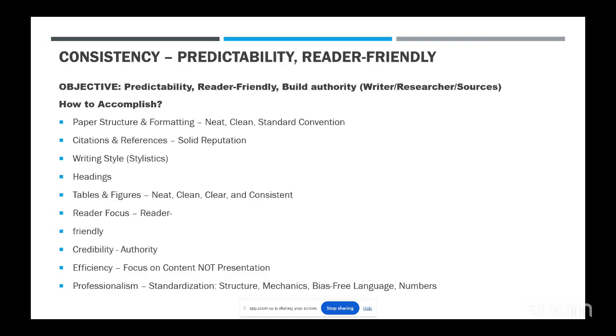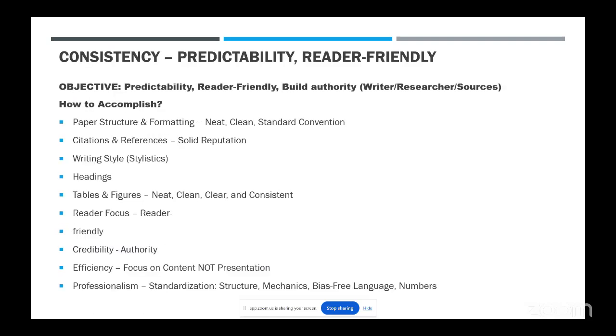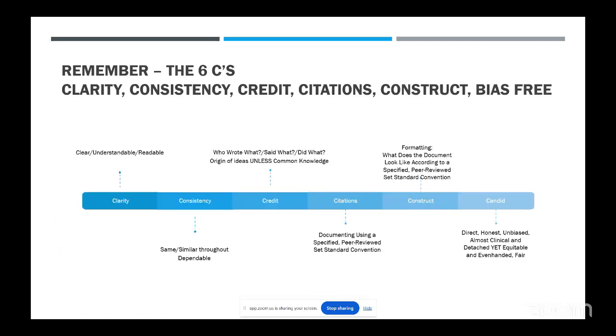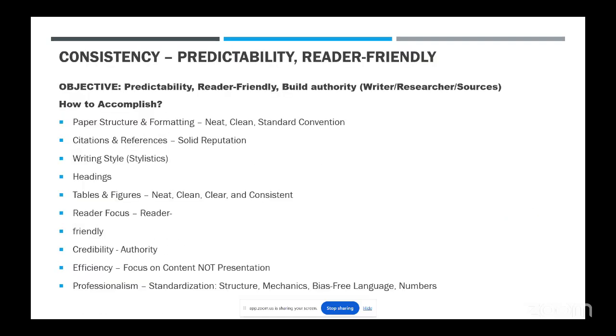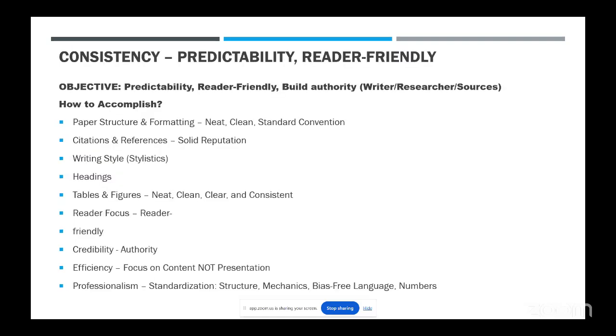So again, this kind of gives you a gist of what we're going to talk about in our series of APA, in our writing series. However, today we focused on these two things: consistency and clarity. Okay. But also remember the other C's: credit, citation, construct, and candid, which is being bias free. Okay. All right. Thank you.